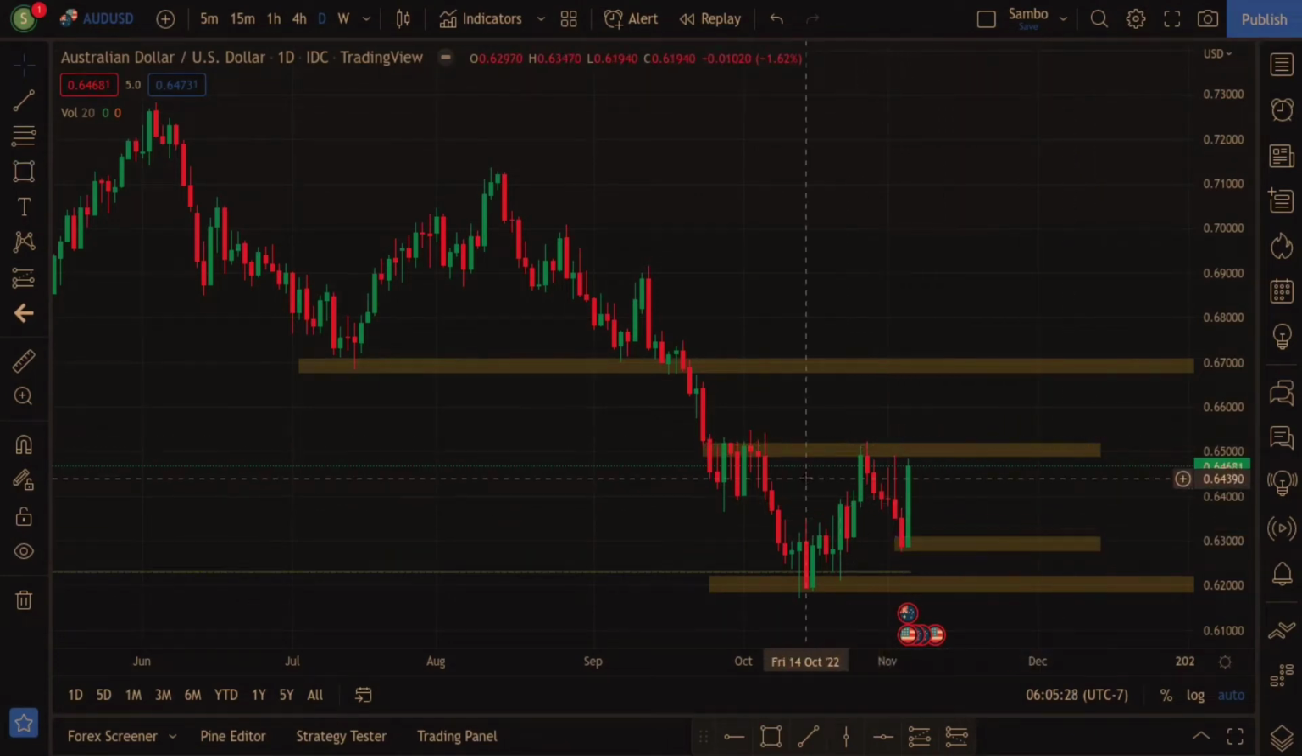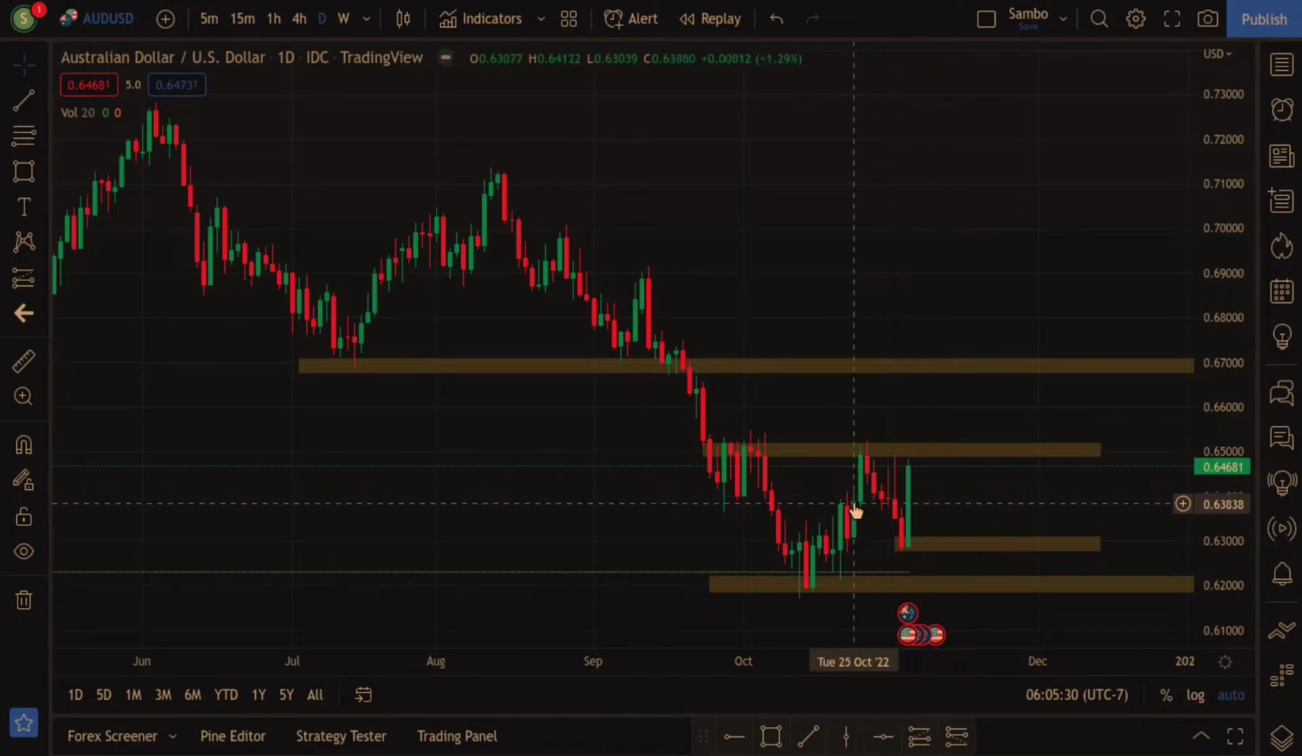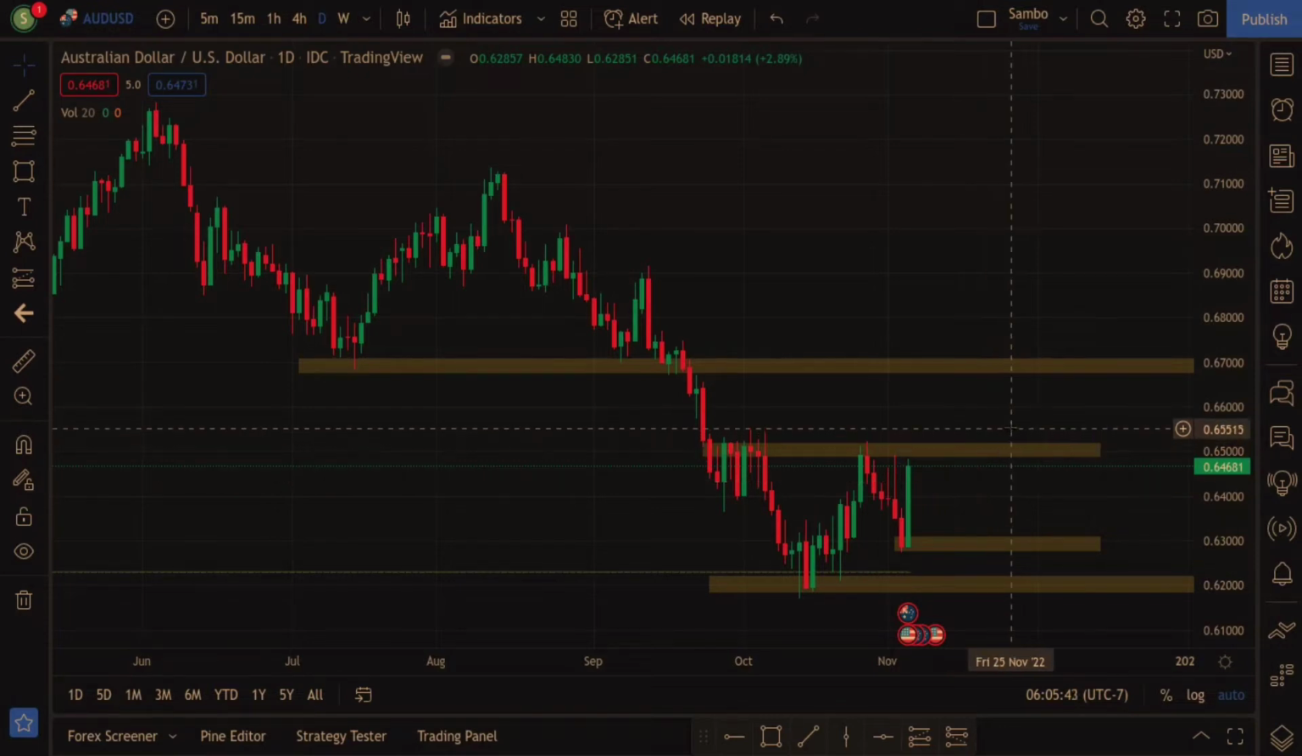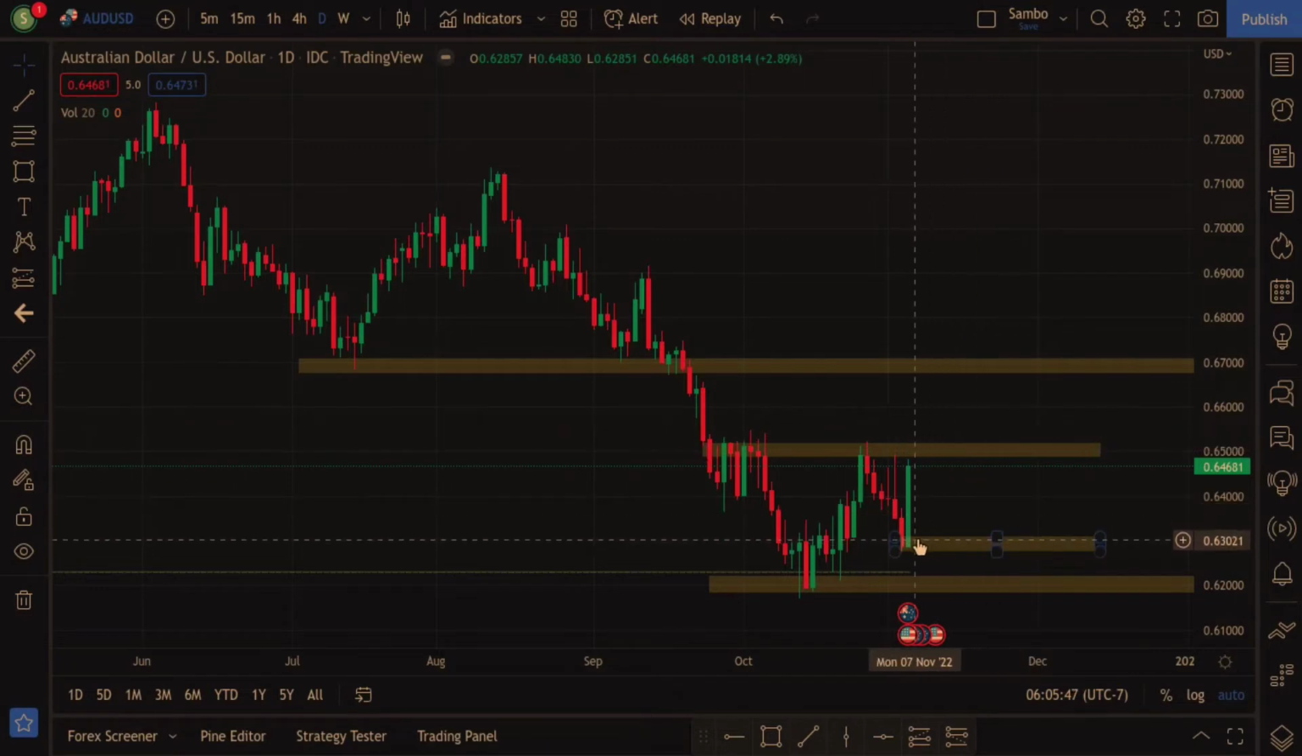On the other hand, we could also see some ranging going on if we get the same reaction from these sellers. If that's the case, then we'll be seeing some ranging, a bit of congestion, and a short-term trader might want to wait and stay away from this for the time being. But this is a big memory spot here. This is something to keep in mind.